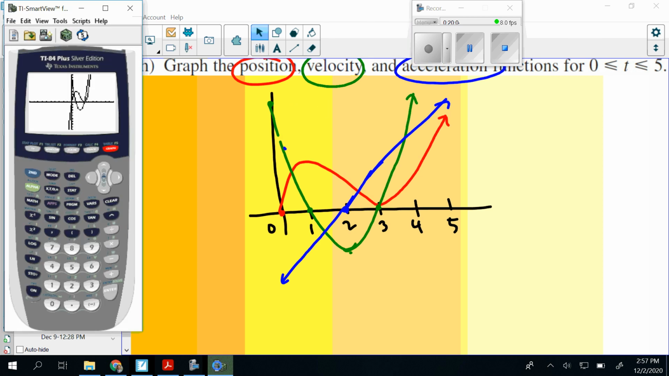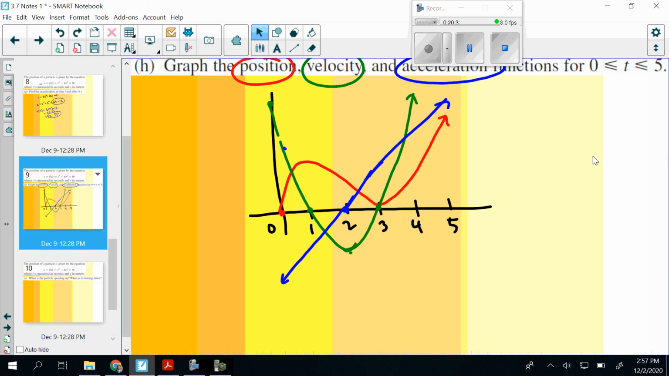So let's type in that third equation now. If we type in what we got for the acceleration, which was 6x minus 12, and hit graph here, there's the picture. And yeah, it looks like our picture, maybe I should have had this slanted a little bit more, but you can see it is a straight line, looking like that. So that's an example of the graph.